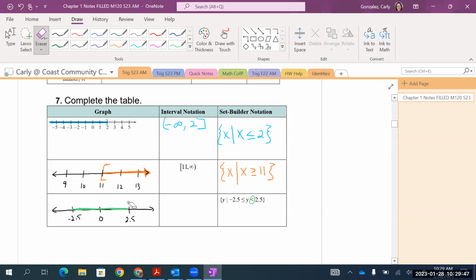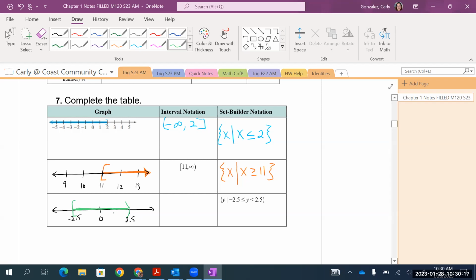Similarly, I like to show that if you prefer open and closed circles, that would also be equivalent to a closed circle on the left and an open circle on the right. Again, I will leave it as a bracket and parenthesis. And again, you can see the interval notation really comes directly from the graph using those brackets and parentheses.